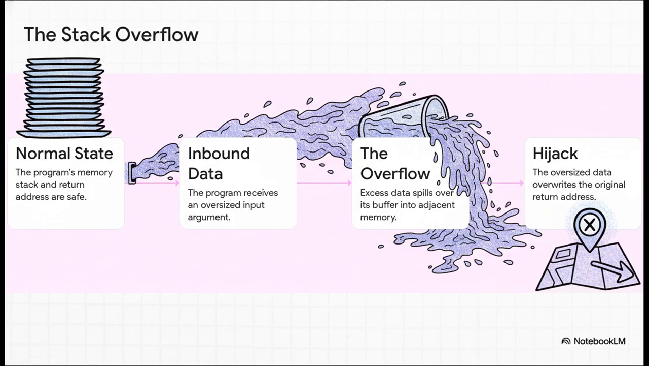But our attacker, they don't play by the rules. They send in a huge amount of data, way more than the program was built to handle. And this data overflows its little plate, spilling all over the other plates in the stack. And here's the critical hit. It overwrites the return address, which is basically the program's GPS, telling it what to do next. Just like that, the attacker has ripped out the program's roadmap and is about to draw in their own.